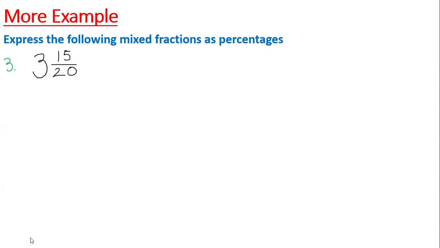All right, so the first thing we're going to do is change it to an improper fraction. So we have to do what? Multiply 20 times 3, then add the number you get by 15.